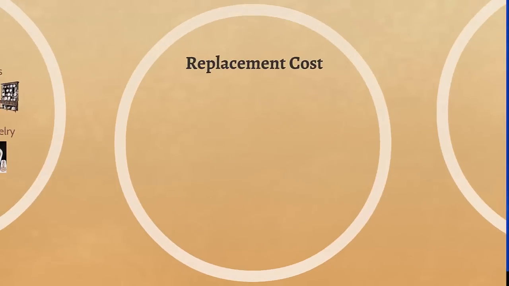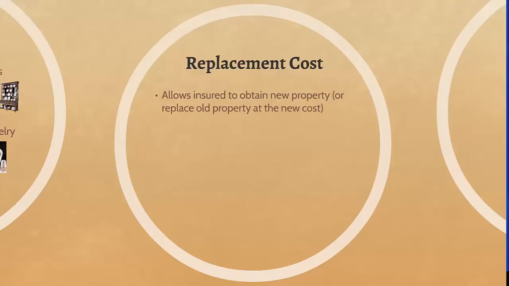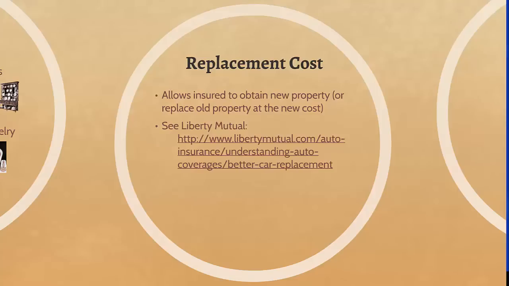Next, replacement cost, another exception to indemnity. This allows an insured to obtain new property or replace old property at the new cost. In other words, this would be the value placed on property. You should look at Liberty Mutual's website, which explains auto insurance and better car replacement. Instead of just being able to replace your car with a car of the same or similar age and condition, you actually get to replace your car with a better car. This is one step up from typical replacement cost.